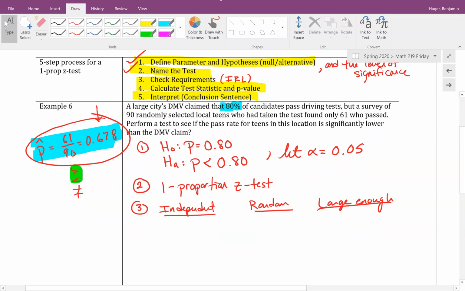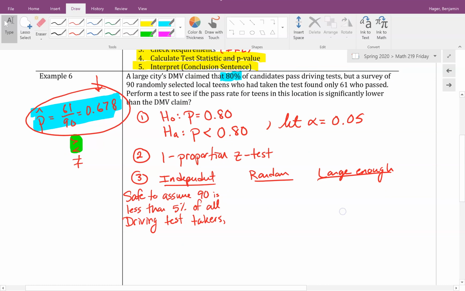Okay, well, independent. We don't really need to debate whether or not it's independent. I mean, maybe if some of these 90 teens knew each other and all their friends are bad drivers, maybe they're more inclined to be a bad driver or a good driver. I don't know. We don't need to debate it. I think we can safely say that 90 is less than 5% of all driving test takers. So we can treat this as independent.